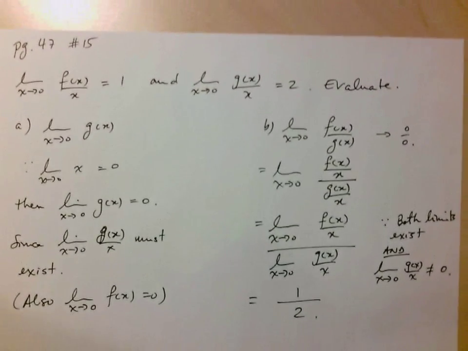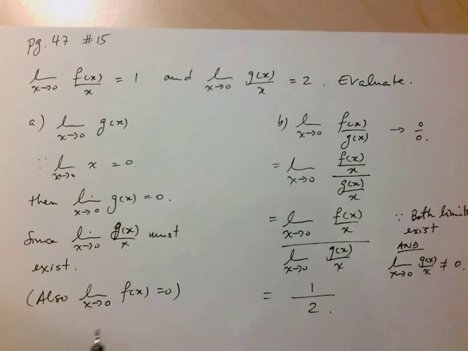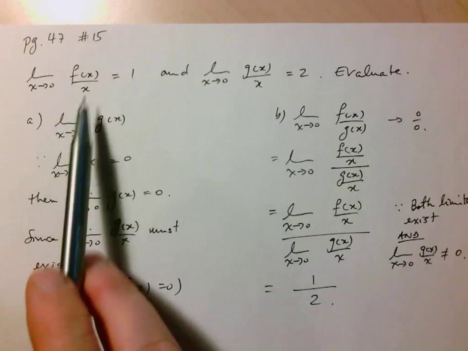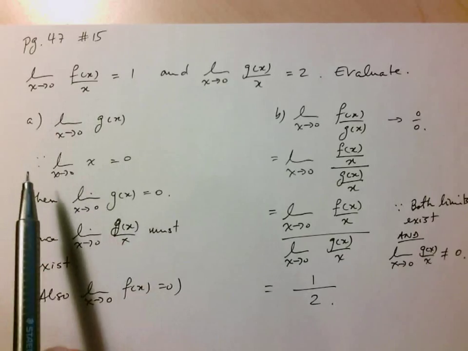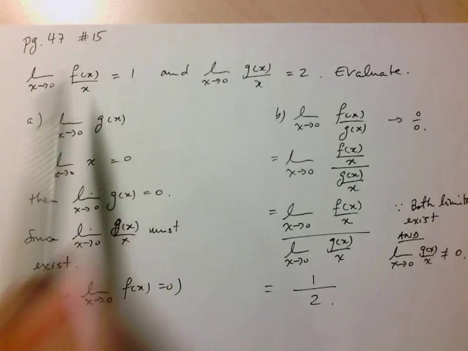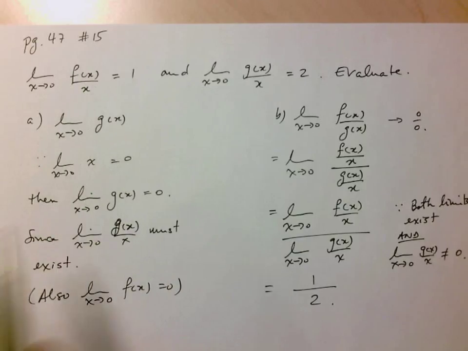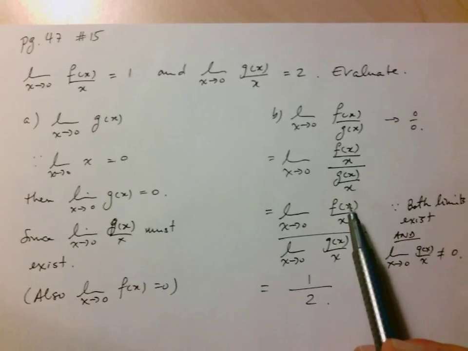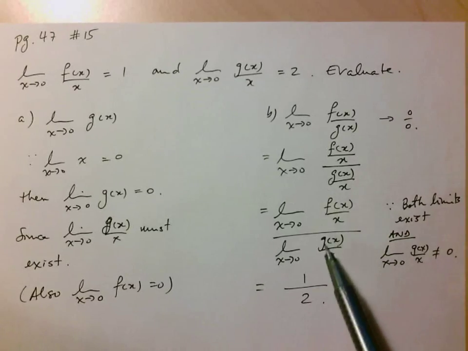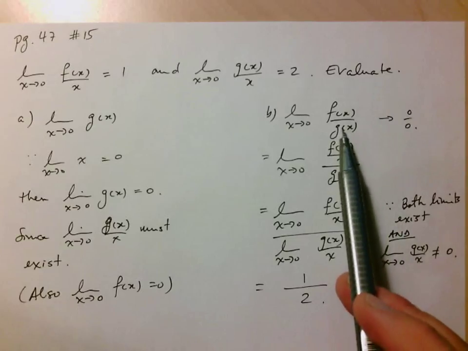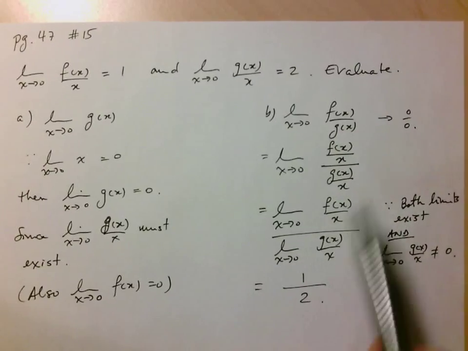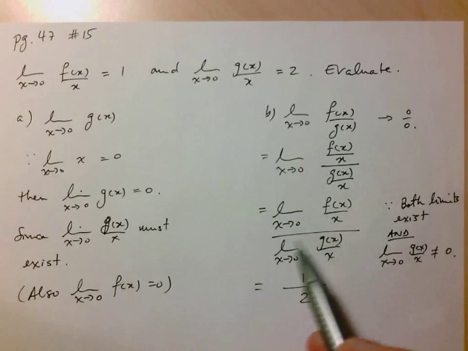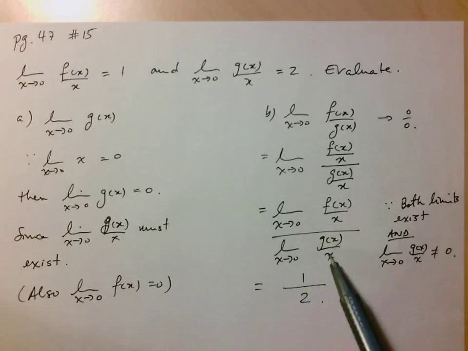Just to recap, this very important idea: if I've got a quotient where the denominator is approaching 0, the only way for the limit to exist is if the numerator is also approaching 0. So I had to use that in A. And in B, I had to be very careful as to when I could actually use my limit properties. I couldn't use them here because the denominator was approaching 0. But once I did this little algebra trick, I was able to use my limit properties because the limit of this denominator did not approach 0.